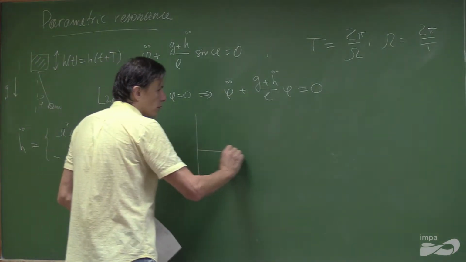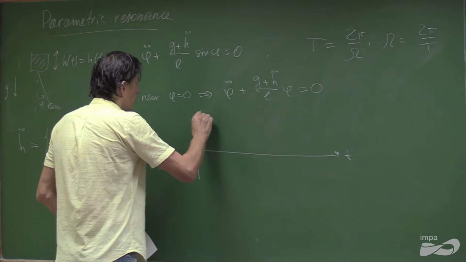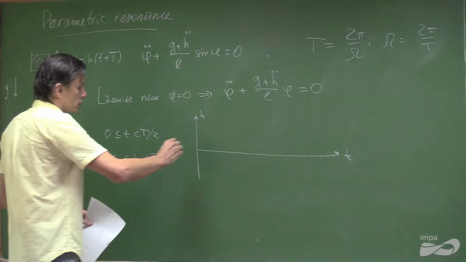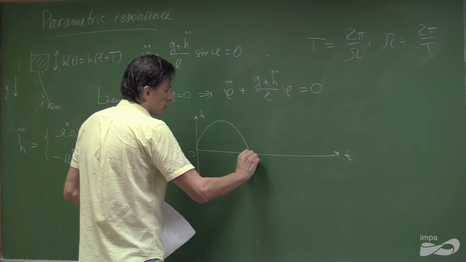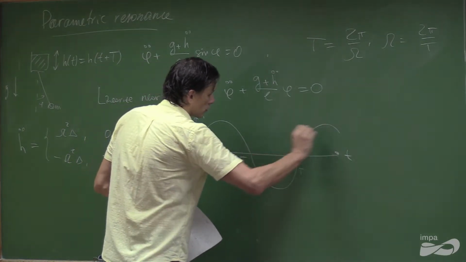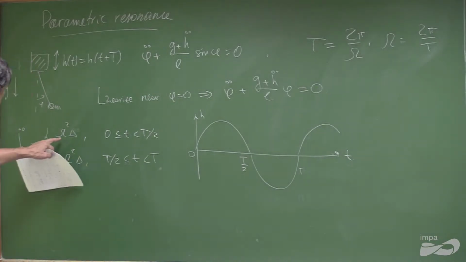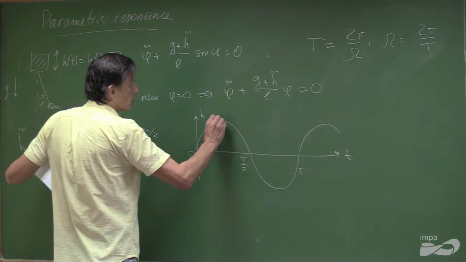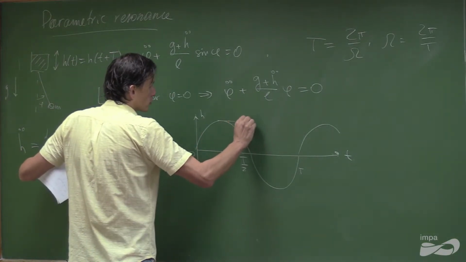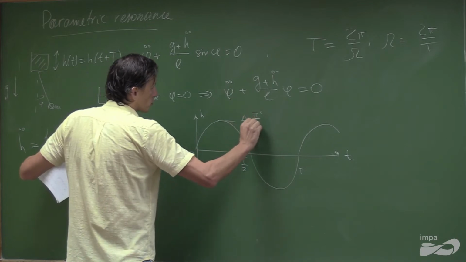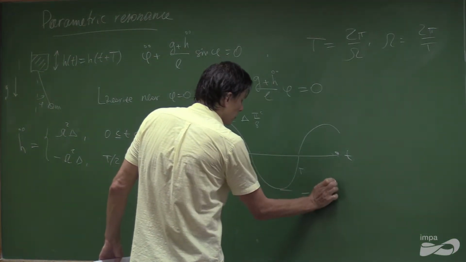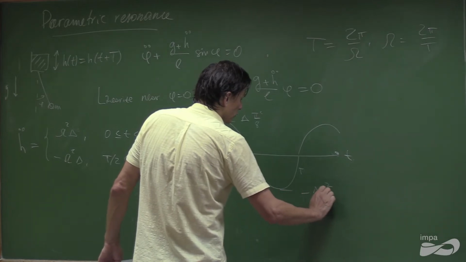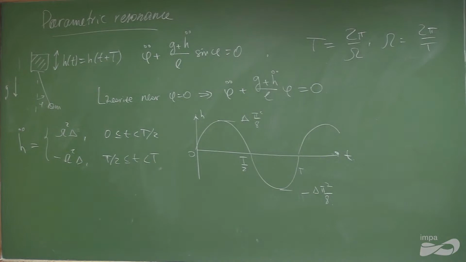Which gives you the position of the support. It looks like a sinusoid. In the first half of the period, it's a parabola up to T over 2, and another parabola up to T, and so on. And the way we have chosen this h double dot is so that the amplitude is proportional to delta. So it will be delta times some constant close to 1, minus delta T squared over 8. So it goes delta up, delta down, delta up, delta down.